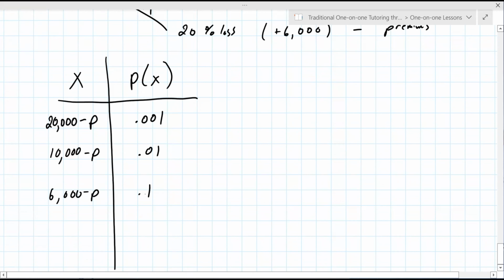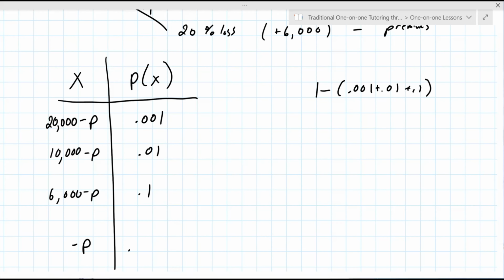Okay, and then the next one is $6,000 minus your premiums. That's 0.1. But there's this other event. Remember, your probabilities have to add up to 1. That's the probability that you just pay in your premiums and you don't get any money back. That's why it's minus P. So from your perspective, we don't know the number, but let's say it was $100 a month. You're losing $1,200 for the year because you're not going to gain anything. So the number that goes over here is 1 minus (0.001 plus 0.01 plus 0.1). It's the one that's left over. Let me grab a calculator so I don't mess this up. It's 0.889.